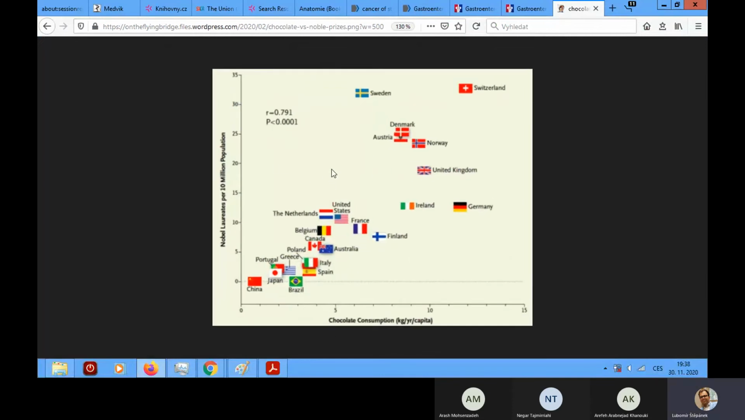Okay, another ecological study, even more strange: chocolate consumption versus Nobel laureates per 10 million of population. Switzerland has a relatively high chocolate consumption, no surprise given the very delicious Swiss chocolate, and the number of Nobel laureates is also relatively high. It is similar for Sweden and other Scandinavian countries, Italy, Germany, and so on. I think none of us would think there is some causality.